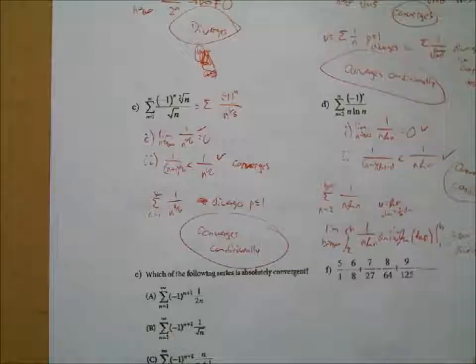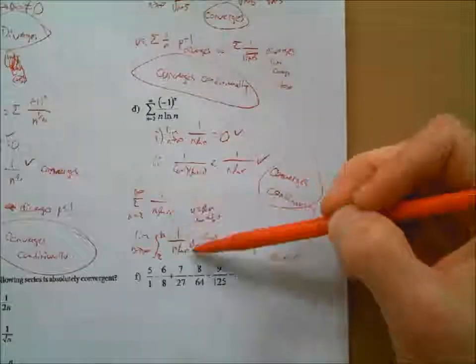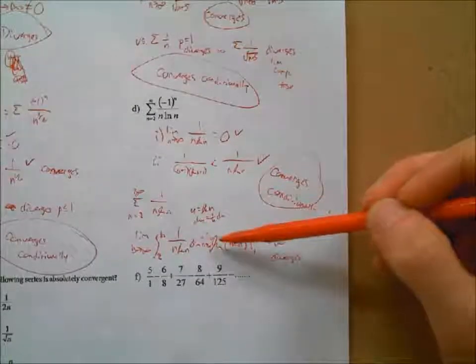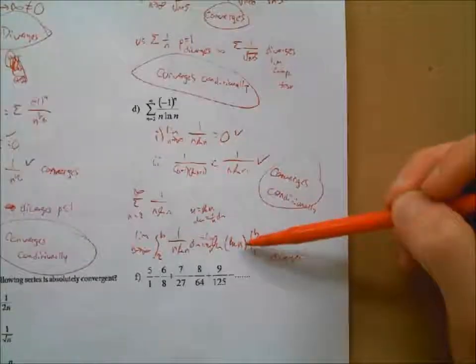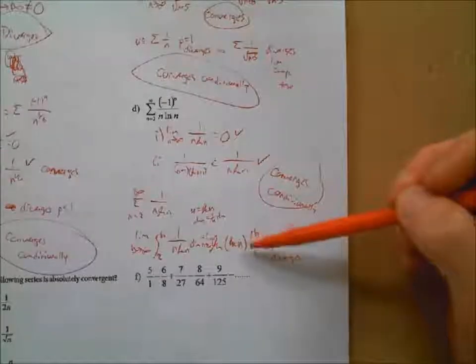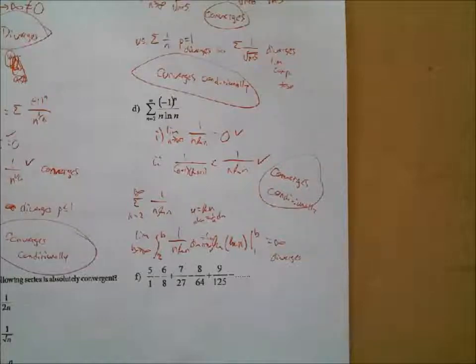Letter D converges conditionally. That one's a little bit of work. You can use the integral test there. Let u be the natural log of n, then du will be 1 over n dn, and so we'll end up with the natural log of the natural log of n, evaluated from 1 to b. Put in infinity: natural log of the natural log of infinity is still infinity, so it diverges. So again, we have converges conditionally. You got it.